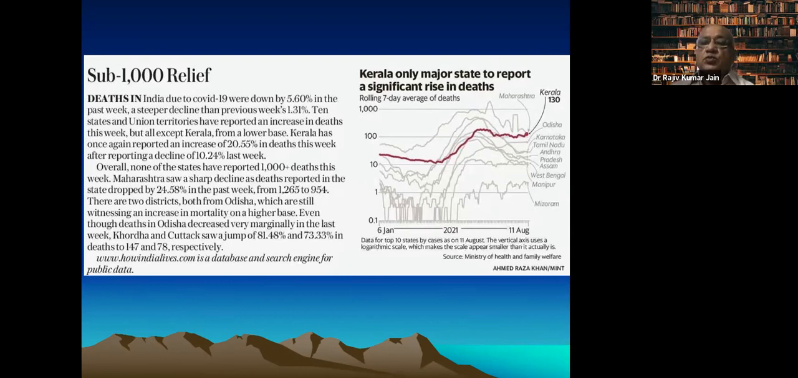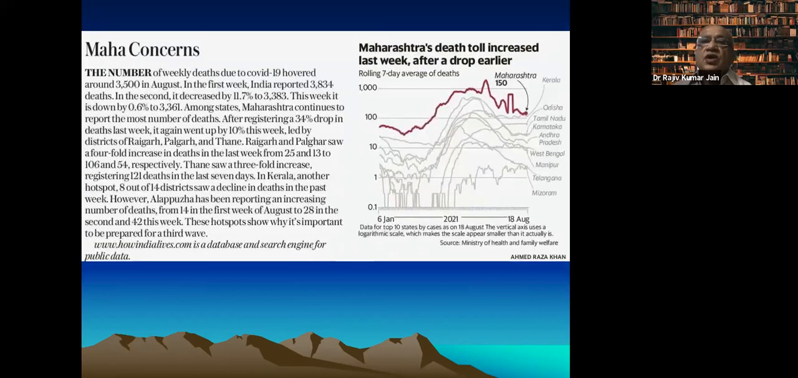There are 2 districts, both from Odisha, which are still witnessing an increase in mortality on a higher base. Even though deaths in Odisha increased marginally in the last week, Khordha and Cuttack saw a jump of 81.48% and 73.33% in deaths to 147 and 78 respectively. Next slide, please.